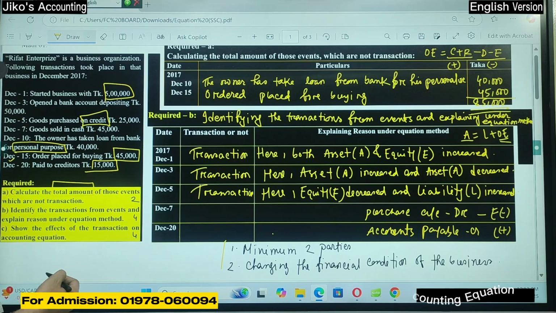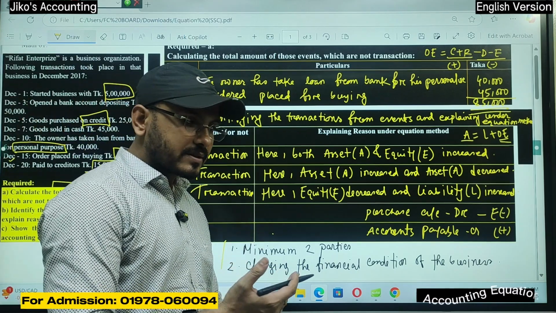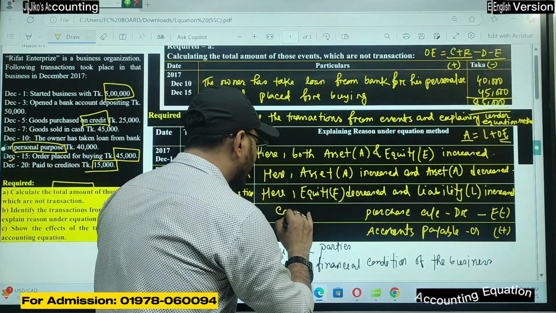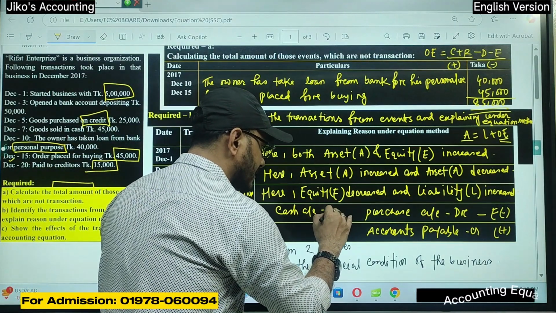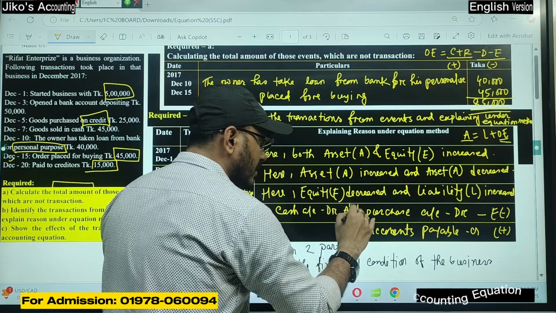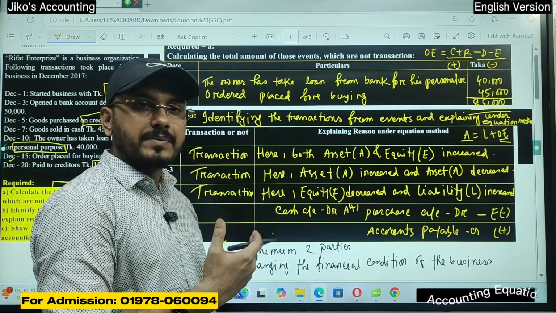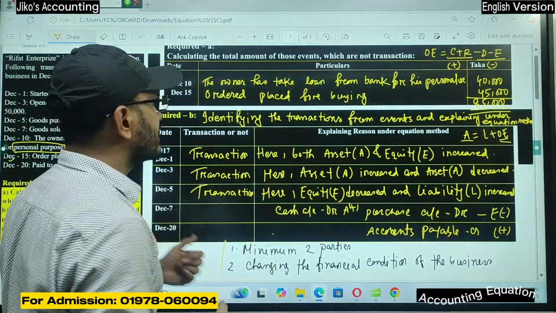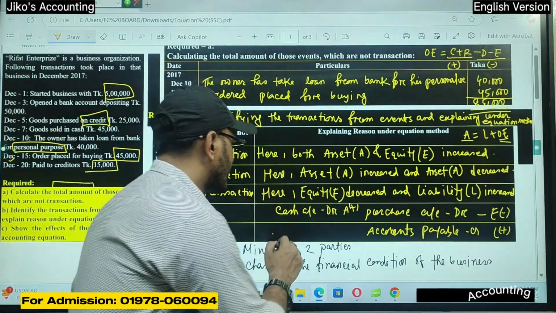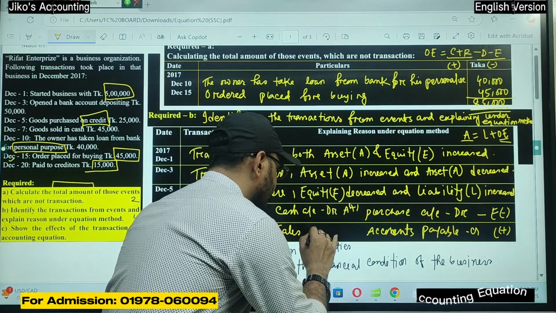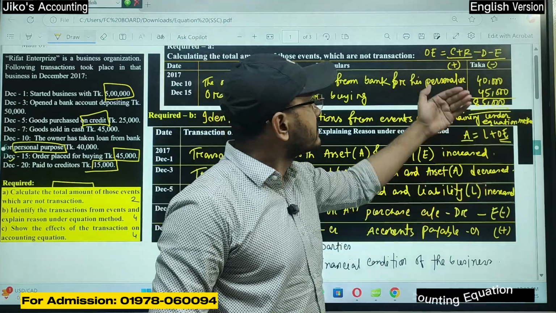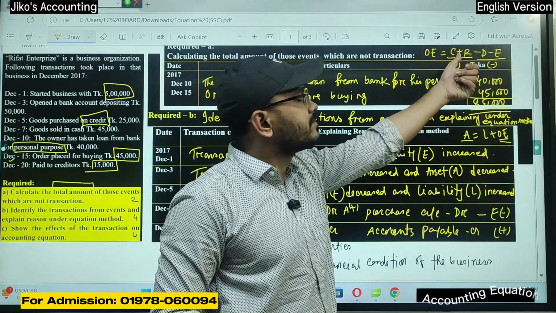How about December 7? Goods sold in cash taka 45,000. By selling goods, what am I receiving? Cash. Cash indicates the increment of asset. Cash account debit. That means my assets of the business increased. How about sales? Sales is the source of income. Sales account credit. You can see the more you sell, the more your revenue will generate.